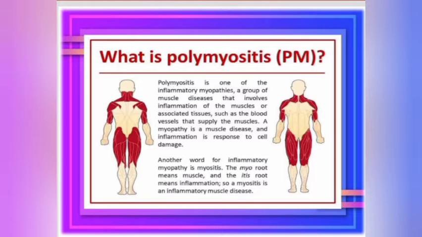Another word for inflammatory myopathy is myositis. The myo root means muscles, and the itis root means inflammation. So a myositis is an inflammation of muscle disease.